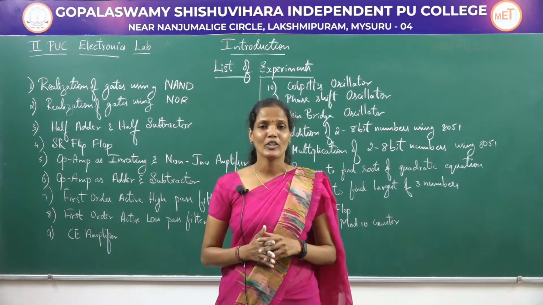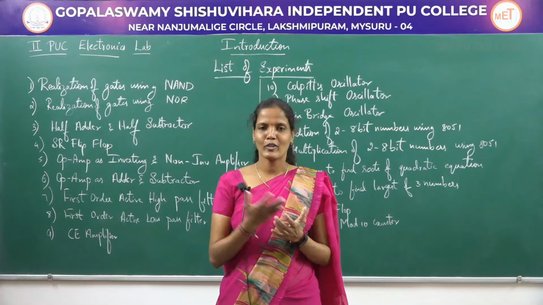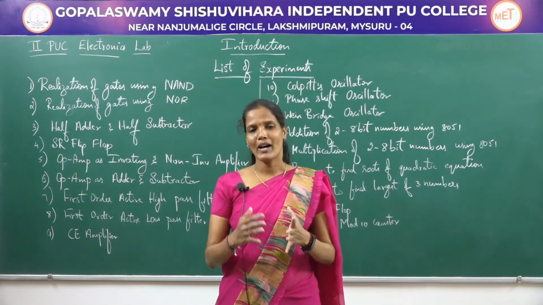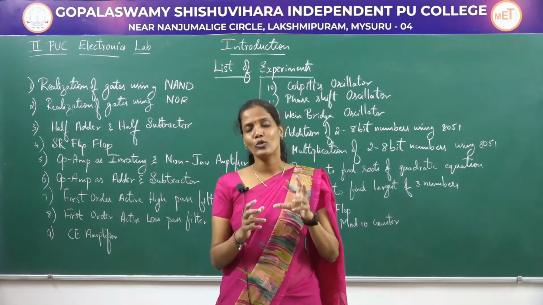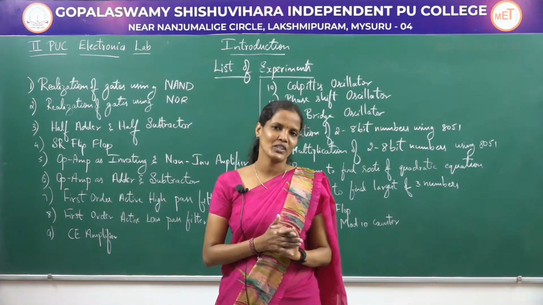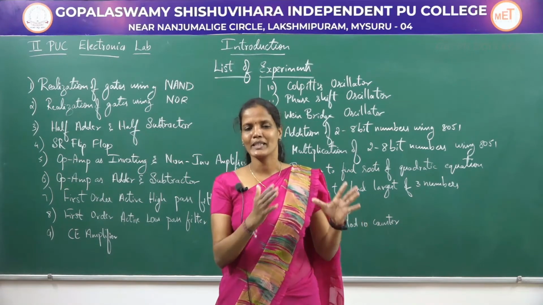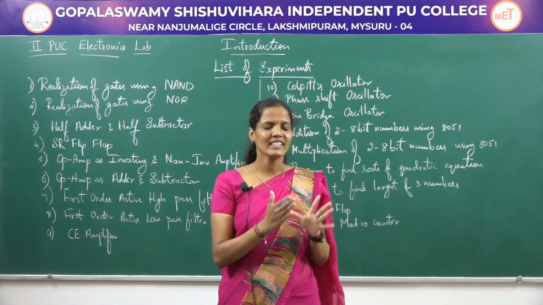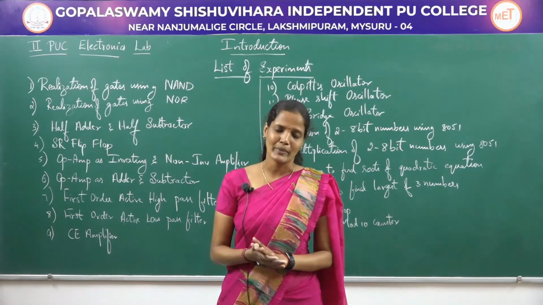In this session, we are going to see what are the experiments we are going to conduct in a lab, and we are also going to see how the marks will be split into different categories. I already told you in the very first session of your second PUC Electronics theory introduction that the total 100 marks will be split into 70 and 30. That is, 70 marks will be for your theory and 30 marks will be for your practical exam.